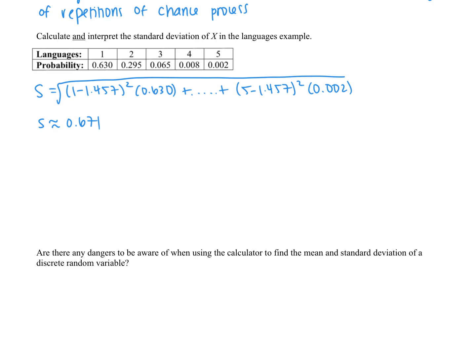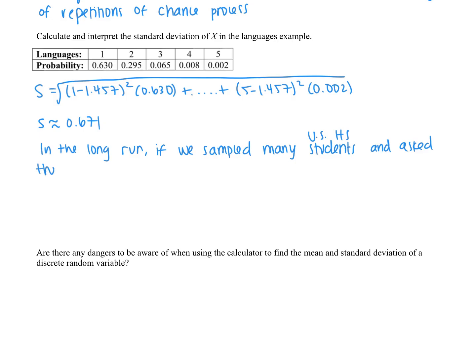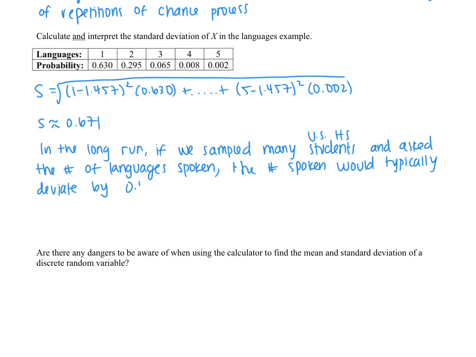Okay, so if we go to interpret it, of course, in the long run, if we sampled many students, many U.S. high school students, and asked the number of languages spoken, the number spoken would typically deviate by 0.671 languages from the mean or the average.